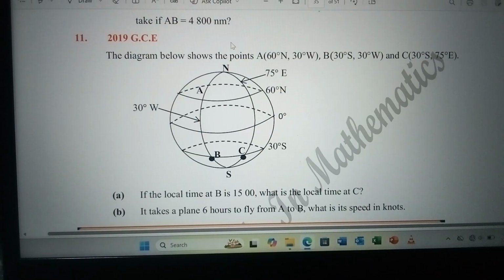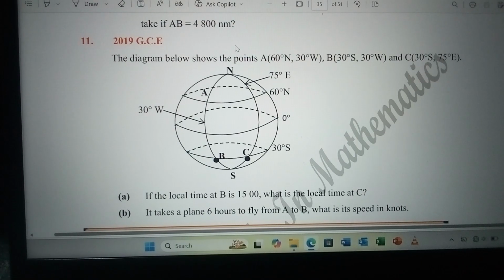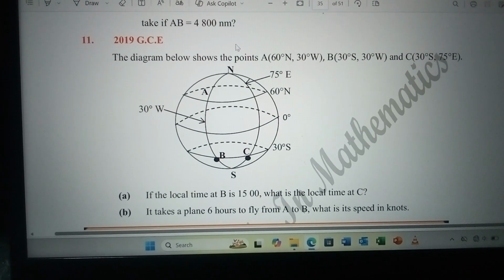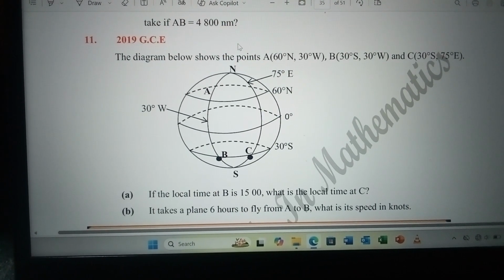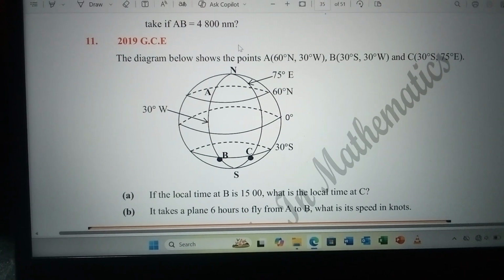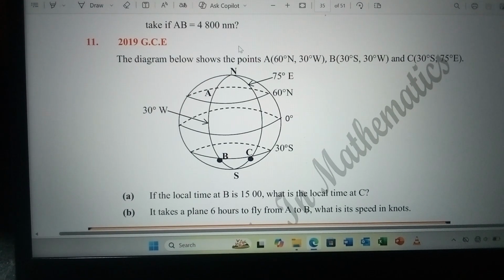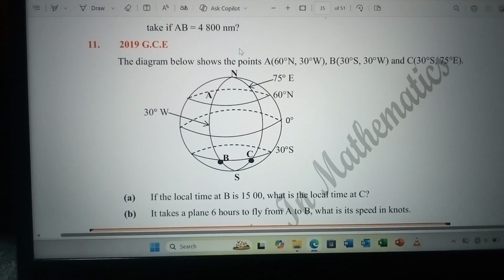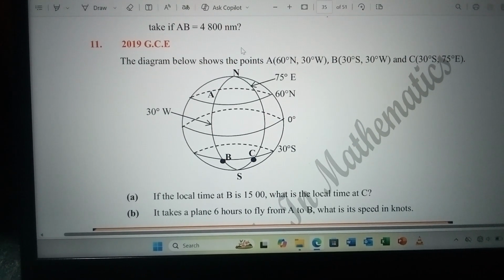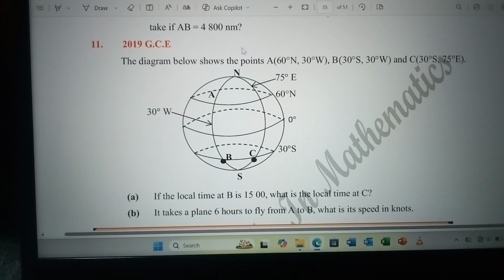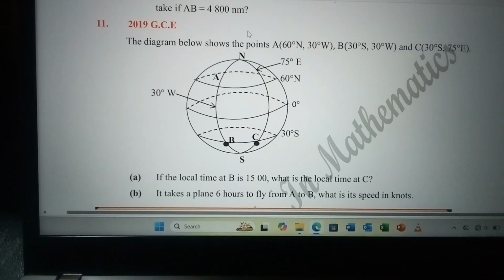They are saying the diagram below shows the points A having 60 degrees north, 30 degrees west, point B having 30 degrees south, 30 degrees west, and point C having 30 degrees south, 75 degrees east. And then they are asking, if the local time at B is 15 hours, what is the local time at C? So we can start answering.